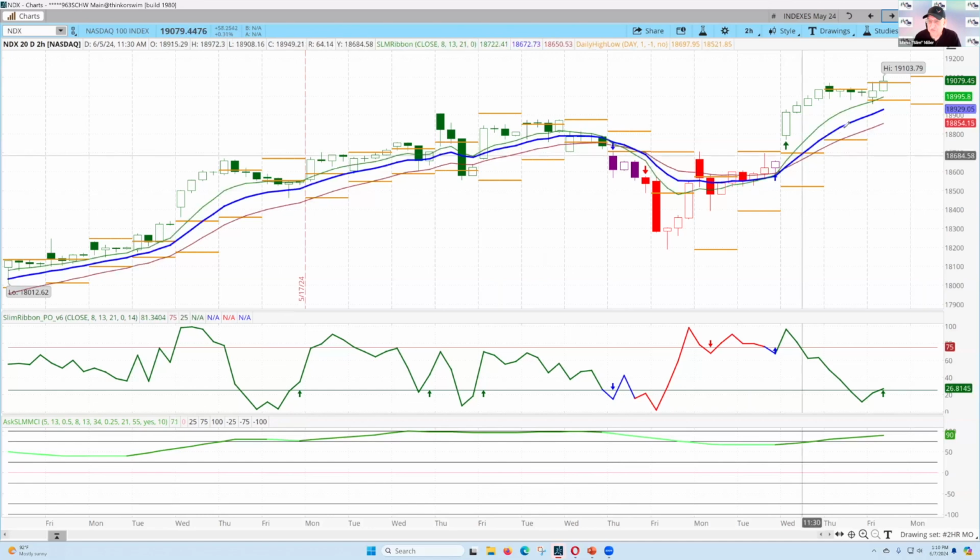And the slim ribbon here is positive. As you see, the slim ribbon PO actually gave a 2-hour resumption signal here earlier today. So as the market remains strong, you can see this. So that's a look at the NASDAQ and the S&P 500 looking great, right?